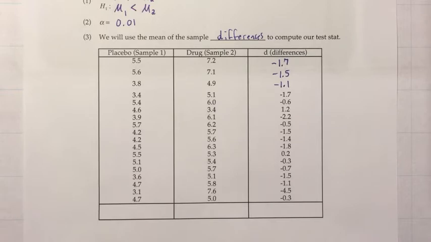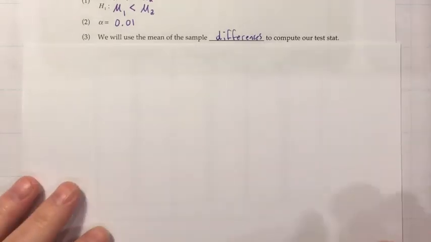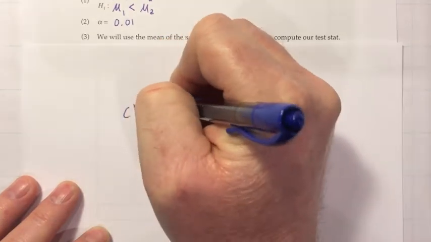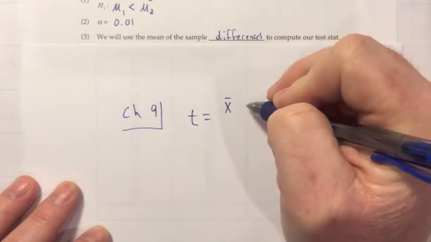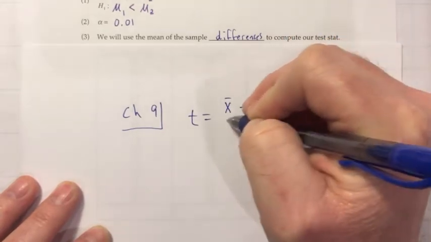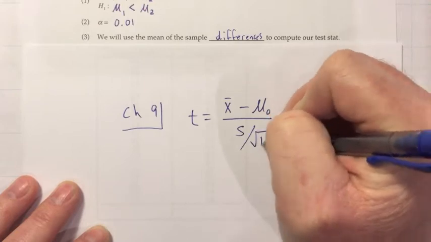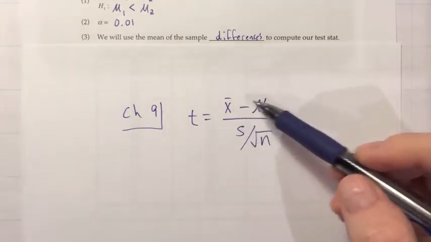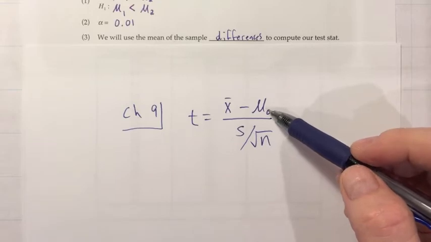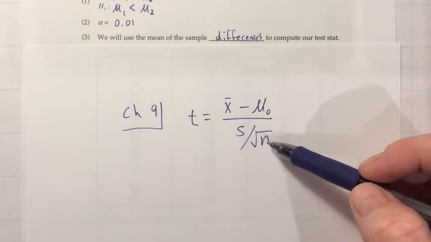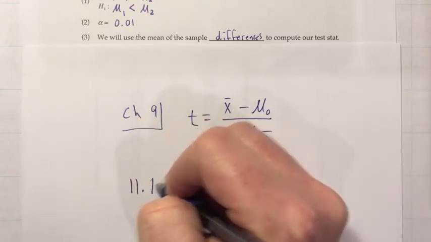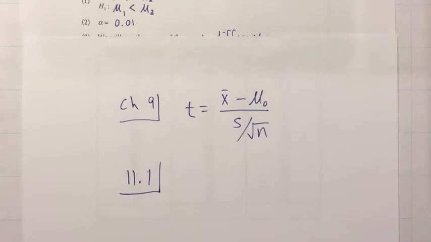So I want to do a quick review of chapter 9, and then we'll see how we adjust that to section 11.1. So let's bring in a piece of scratch paper and let's think about what we did back in chapter 9. Back there we were doing a t-test when we were working with means, and our test statistic t was x bar minus mu 0 divided by s over root n, where x bar was our sample mean, mu 0 was the claimed mean from H0, s was our sample standard deviation, and n was our sample size. So in 11.1 we're going to model our test statistic off of that, but we're going to make some changes.